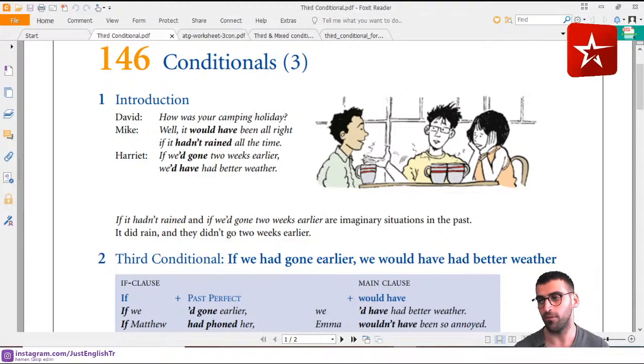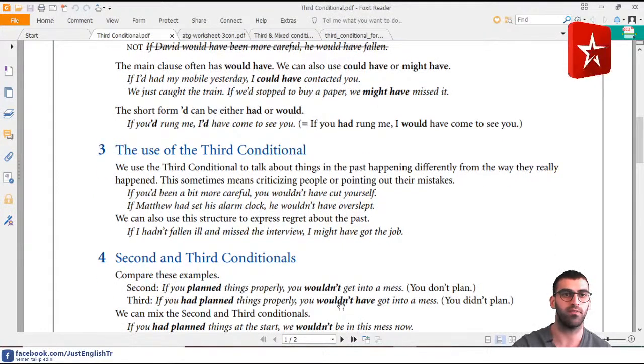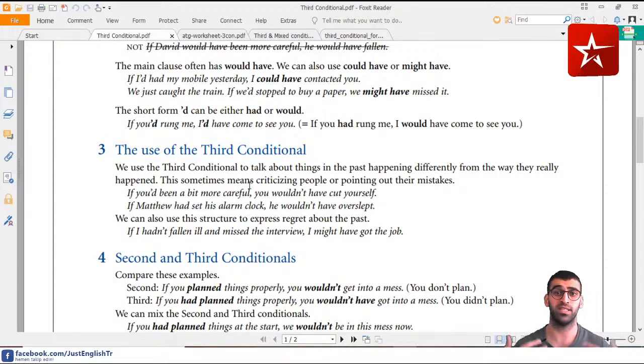All right, so if you feel ready, let's start. Why do we use conditionals and how can we use them? We use third conditional sentences when something happened in the past. We use the third conditional to talk about things in the past happening differently from the way they really happened. The second way we use third conditional sentences is to talk about a regret or a mistake that we made in the past, in order to point out someone's mistake.